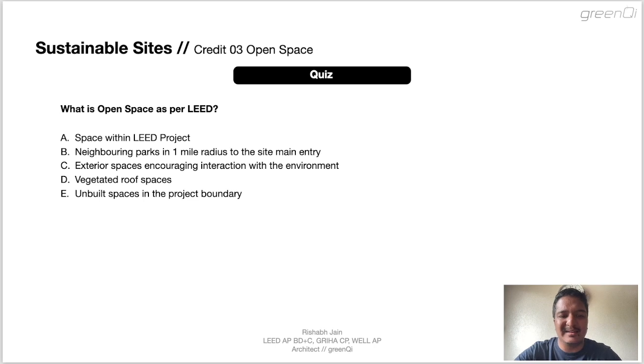Okay, quiz time again. Time to check how much you understood about open spaces. What is the definition of open space as per LEED? The options are: space within LEED project; second, neighboring parks in 1 mile radius to the site main entry; third, exterior spaces encouraging interaction with the environment; fourth, vegetated roof spaces; and fifth, unbuilt spaces in the project boundary. And the answer is a simple one: exterior spaces encouraging interaction with the environment, which is the intent of the credit open space.